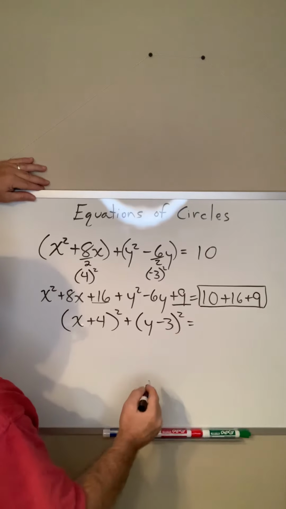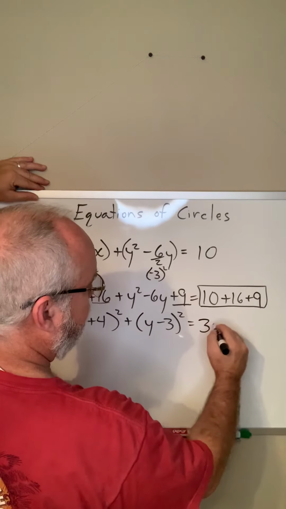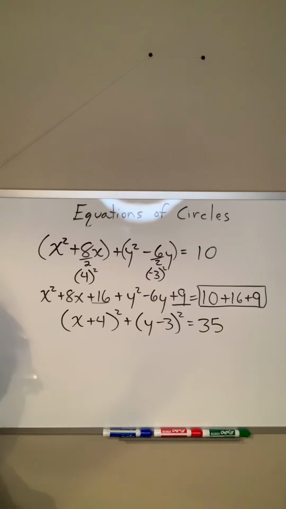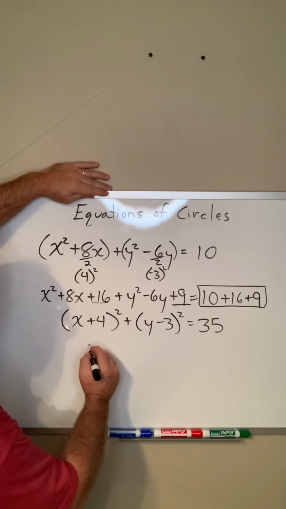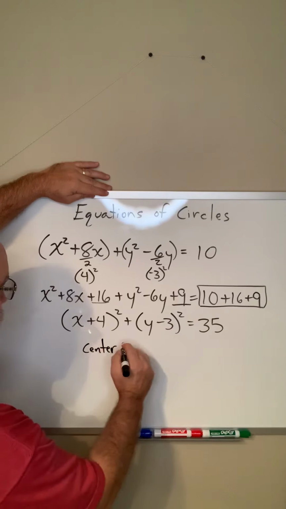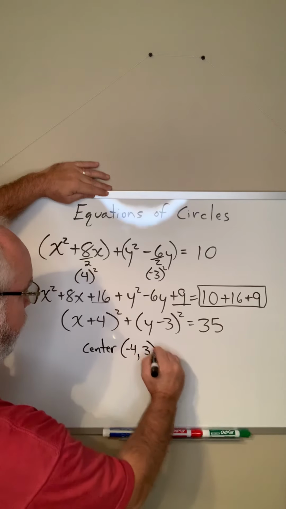So 10 plus 16 is 26. 26 plus 9 is 35. So that's going to equal 35. Now we have got it in standard form. Once I'm in standard form, I can recognize my center. My center, remember how we do the opposite? So the center is going to be (−4, 3).